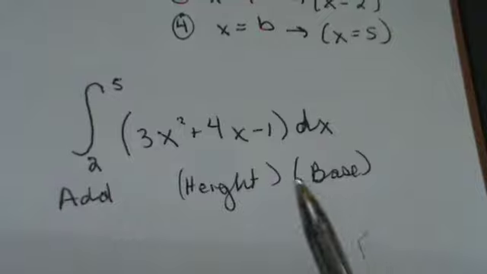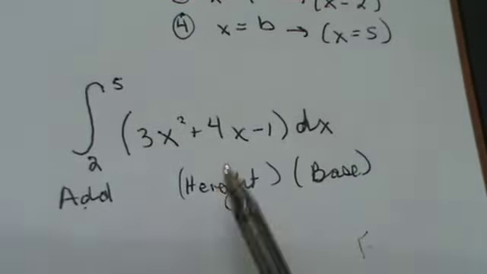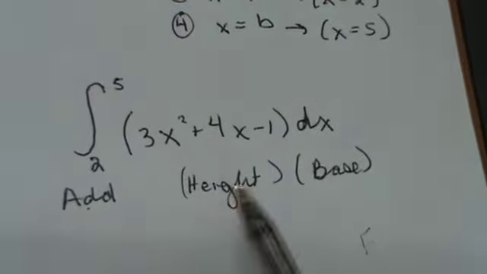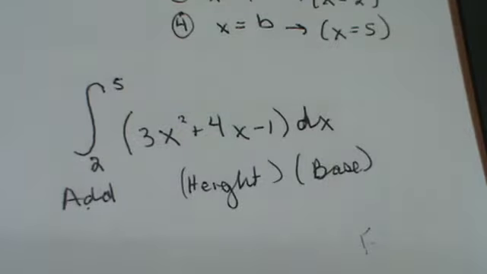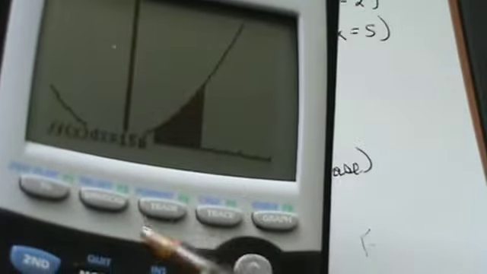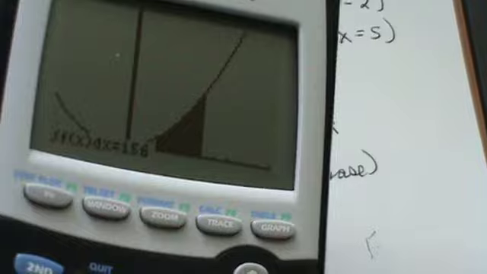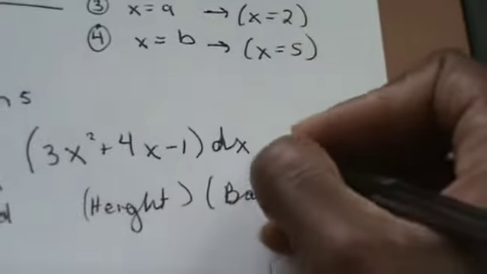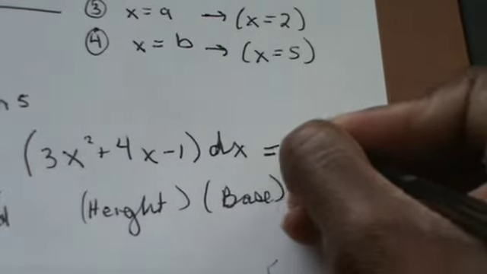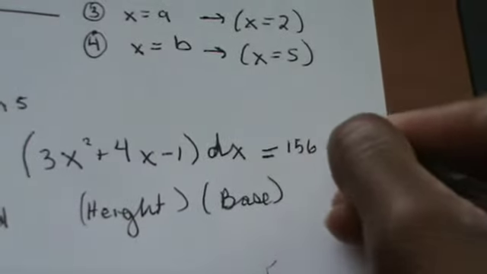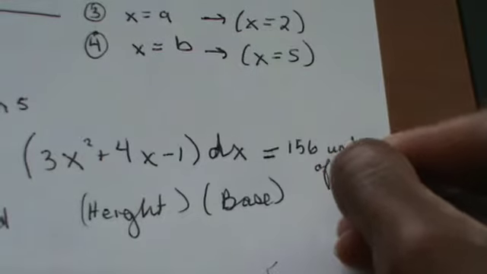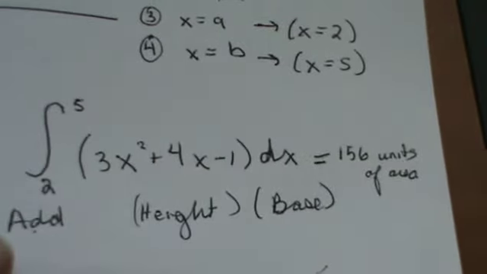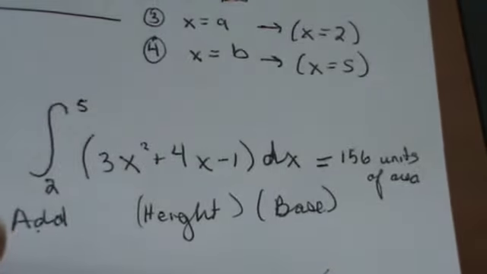Remember, your antiderivative is add your height times the base. So you're adding up the areas of rectangles. Now our goal is, give me one second because I need to acknowledge that this is 156 units of area according to what my calculator finds. So here at the very end of this I can put equals 156 units of area. All right, I'm not being very specific right now. I will be in the near future.